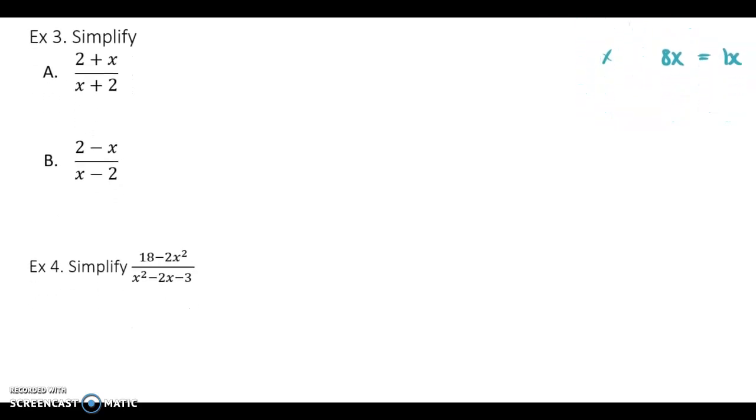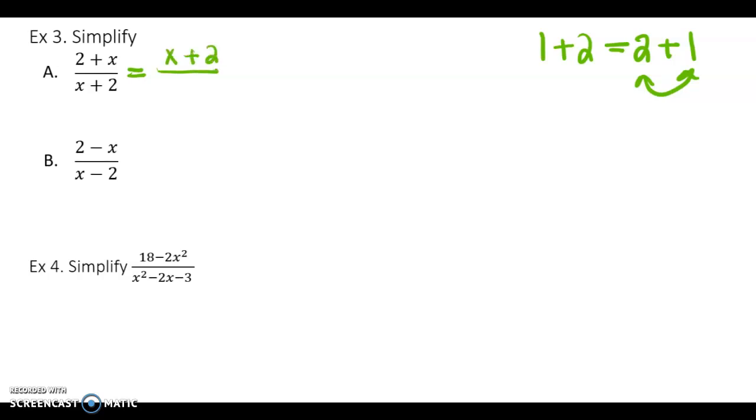Alright, so next we have simplify 2 plus x over x plus 2. So if you notice, they're the exact same thing on the top and the bottom. I'm just going to rewrite, remember, if I do 1 plus 2, that's the same thing as 2 plus 1. So I could switch the order when I'm adding. So I'm going to do x plus 2, x plus 2. And so these would cancel each other out, and you'd just be left with 1. Because anything over itself is just 1.